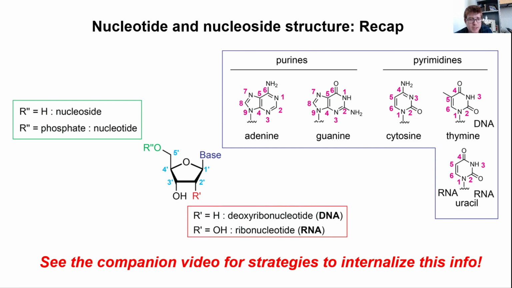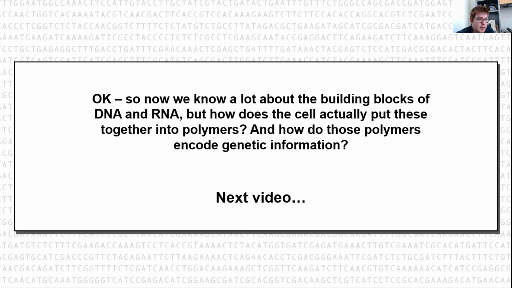And once you've got this information under your belt, you're going to be in really good shape to understand the next video, in which we're going to ask, how do we take these building blocks and actually put them together into polymers? How do you take nucleotides and make polymers? And what is it about those polymers that defines their structure and how they encode genetic information? And so that's what we'll be getting to in the next video.